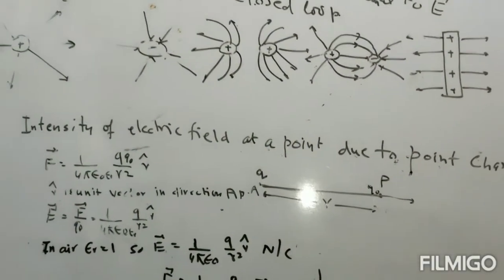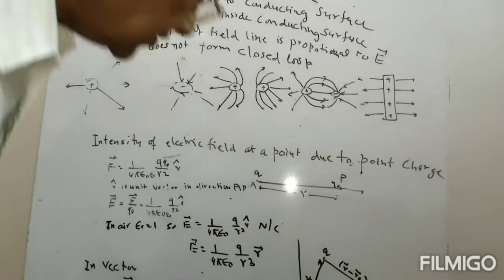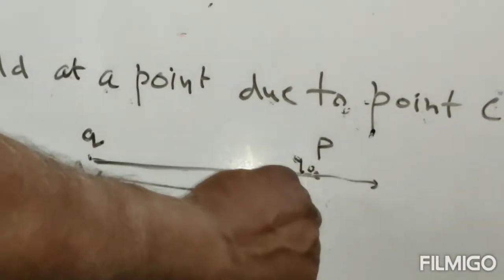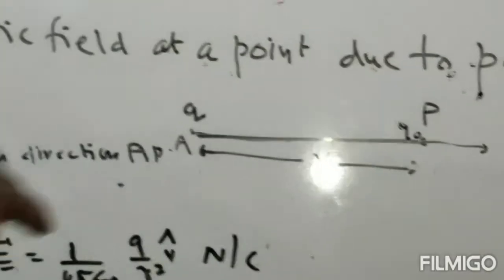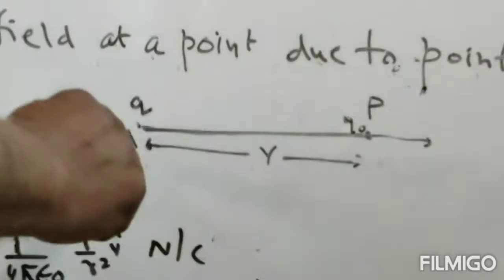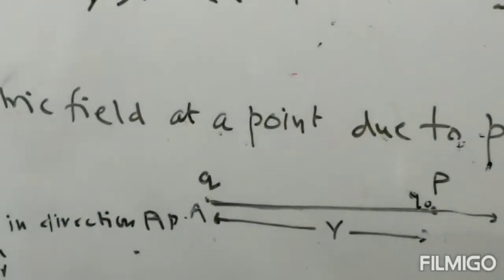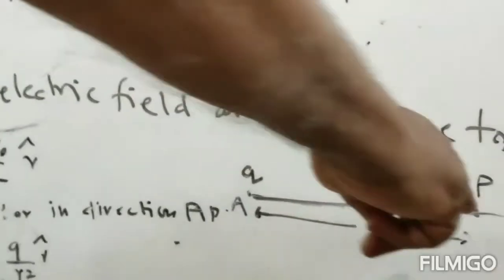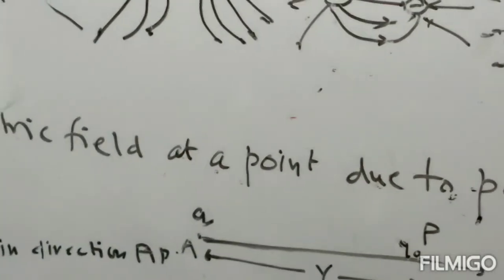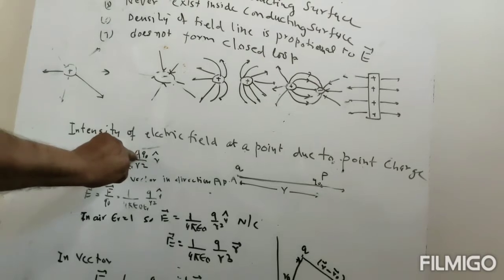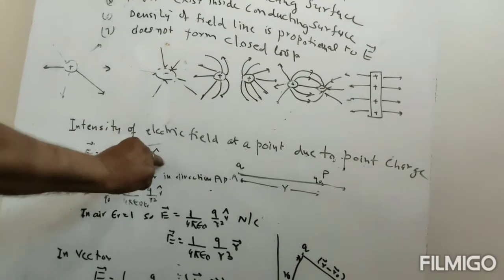Now if a capital Q charge is placed at A and a Q0 charge is placed at point P at a distance R, then we have to find the electrical field of the charge Q at point P. First of all, we will find the electrical force on the Q0 charge due to the Q charge. That force will be equal to 1/4 pi epsilon 0 epsilon R into Q into Q0 by R square into R cap.